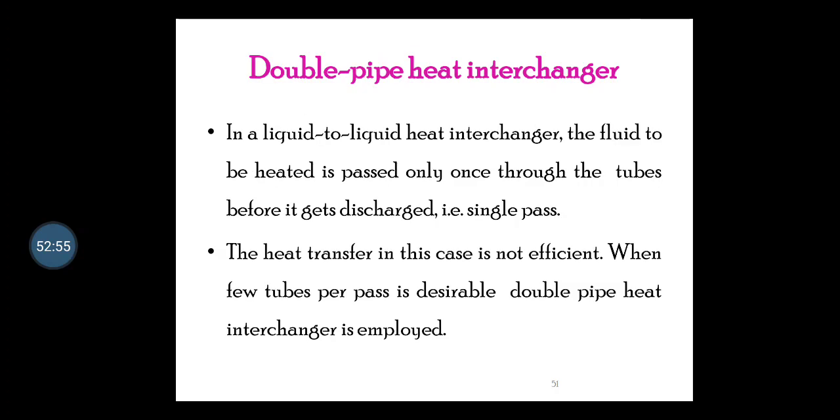Next device is the double pipe heat interchanger. In liquid-to-liquid heat interchangers, the cold liquid to be heated passes only once through the tubes before it gets discharged, that is, single pass. The heat transfer in this case is not efficient when few tubes per pass are desirable. Double pipe heat interchanger is employed.